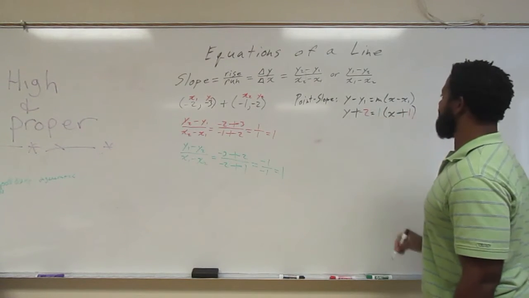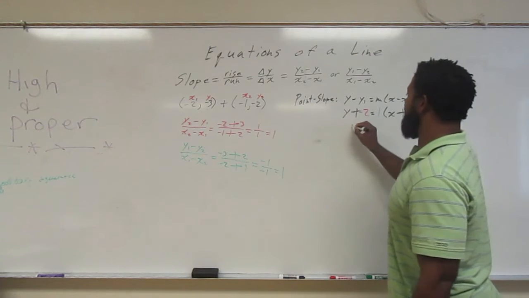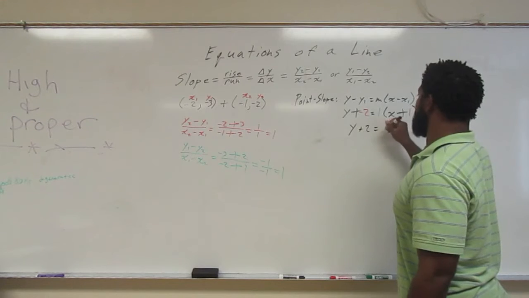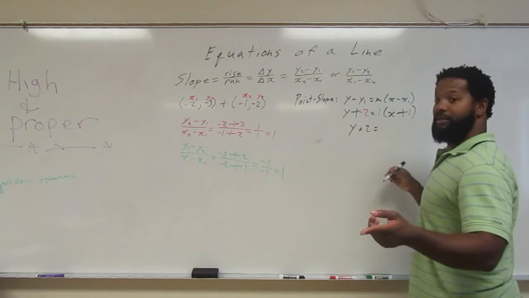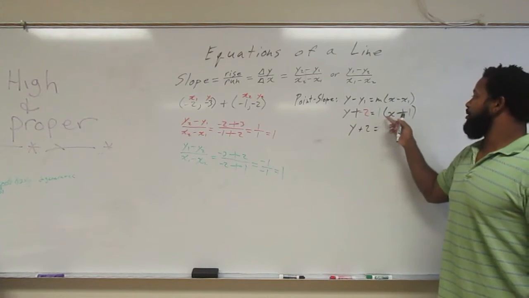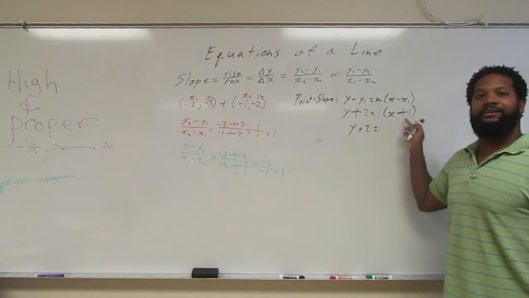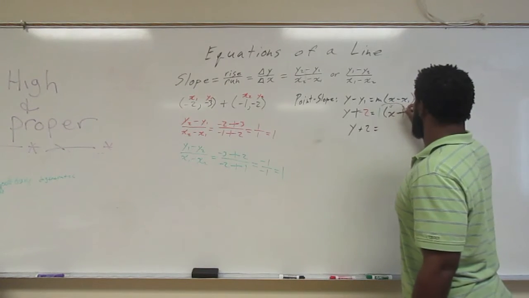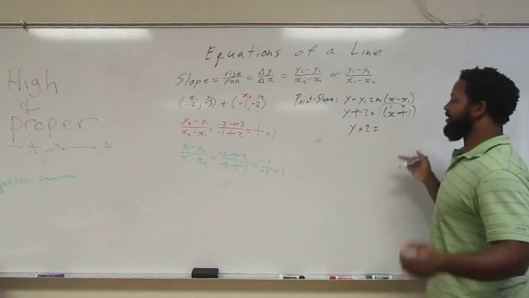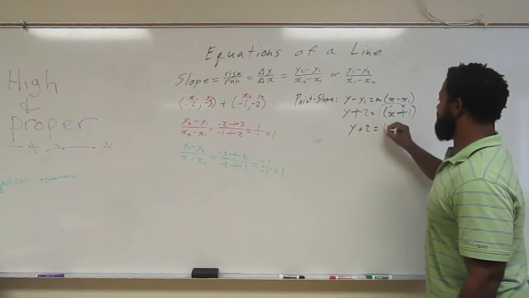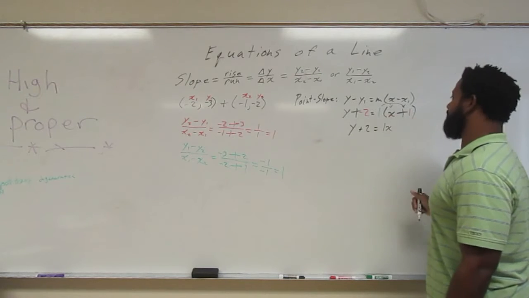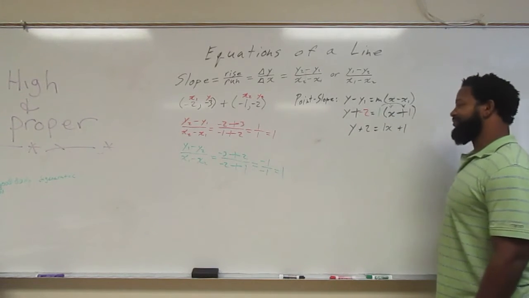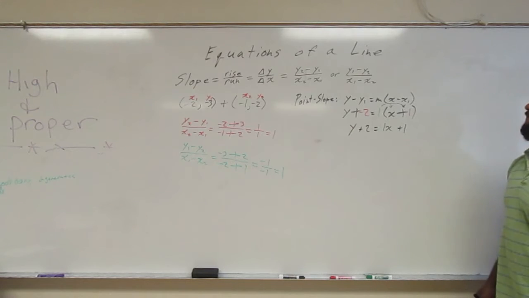You add them, right? So therefore we have y plus 2 is equal to 1 times x is, because remember, what property are we using right here? Distributive. Distributive, yes. Boom. Okay? 1 times x is 1x. 1 times 1, 1. Right?